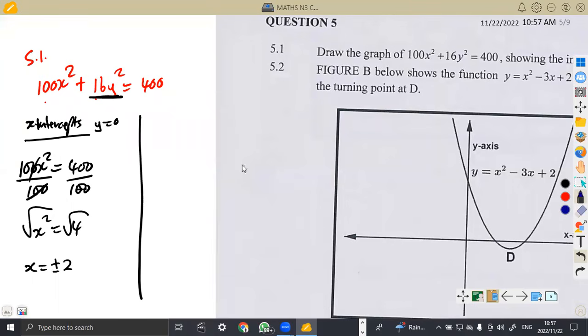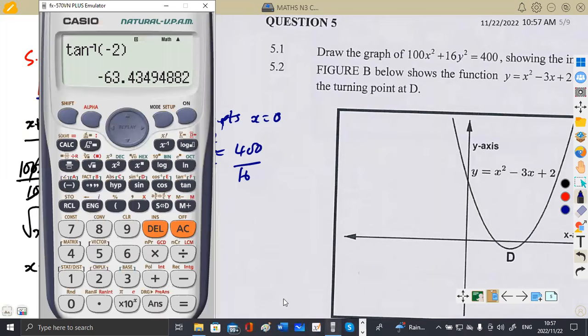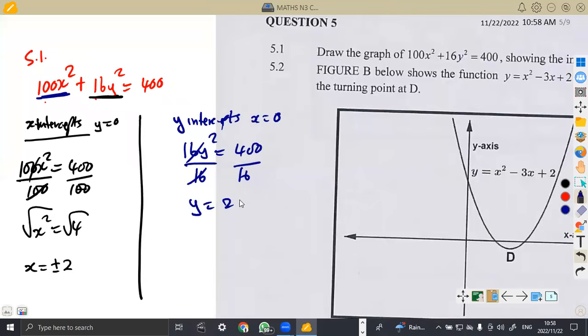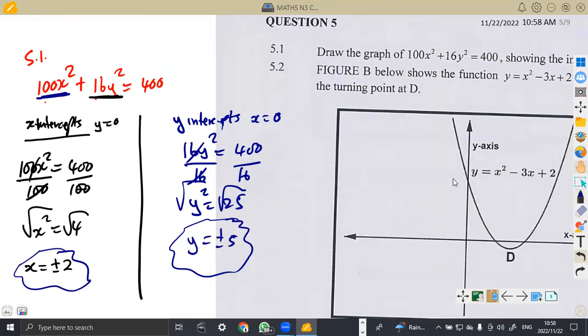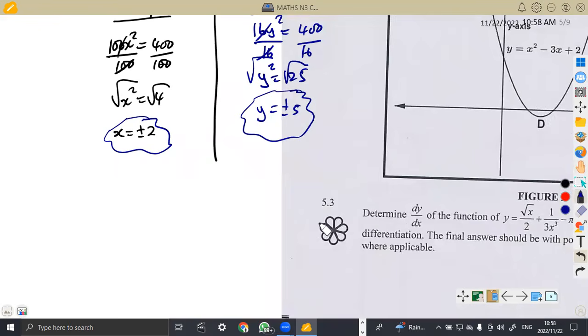We do the same for the y-intercepts. For the y-intercepts, x is equal to 0 this time. It means 16y² = 400. Divide by 16 both sides. 400 divided by 16 is 25. So y² = 25. Square root both sides, y is equal to plus or minus 5. So as you can see, y passes through plus or minus 5, x passes through plus or minus 2. So the graph was supposed to be like this. x is plus or minus 2.